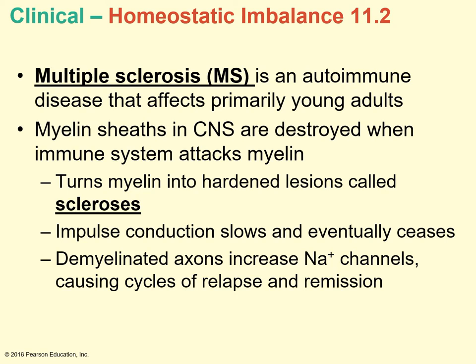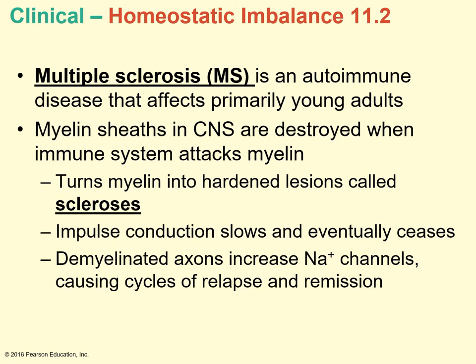MS, multiple sclerosis, is an autoimmune disease. It usually affects young adults, which is usually when the diagnosis is made. What happens with MS is that the myelin sheath in the central nervous system is attacked by your immune system and destroyed. The myelin sheath becomes destroyed, and it turns into lesions. Sclerosis is what the lesions are called.